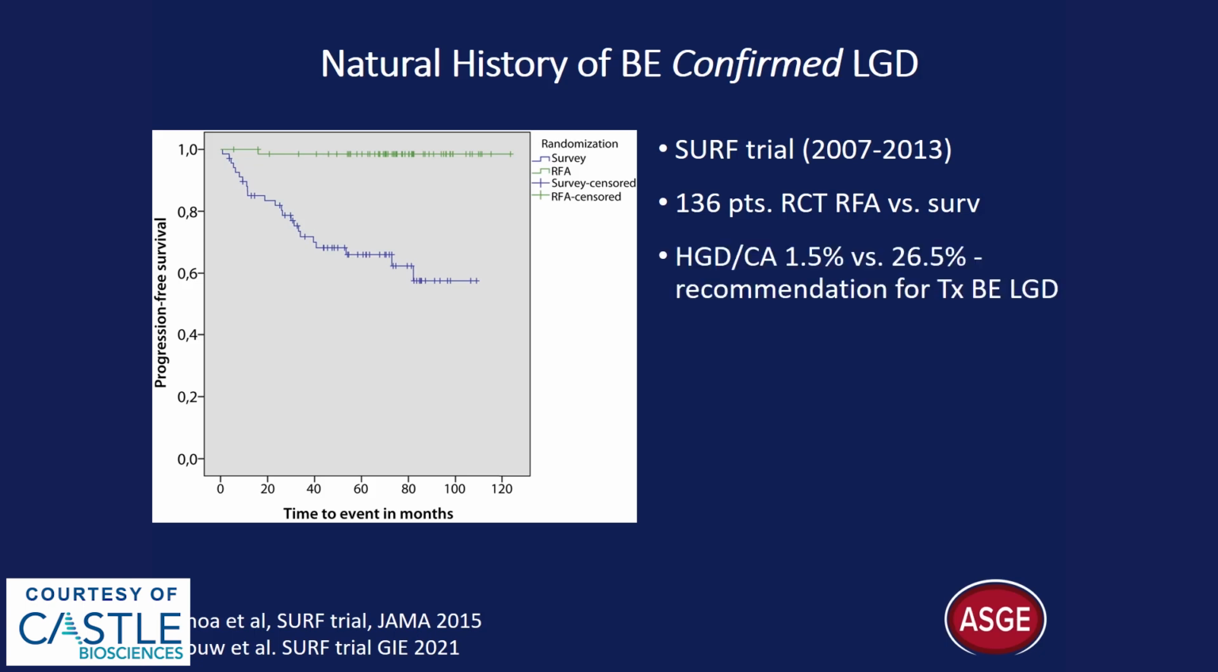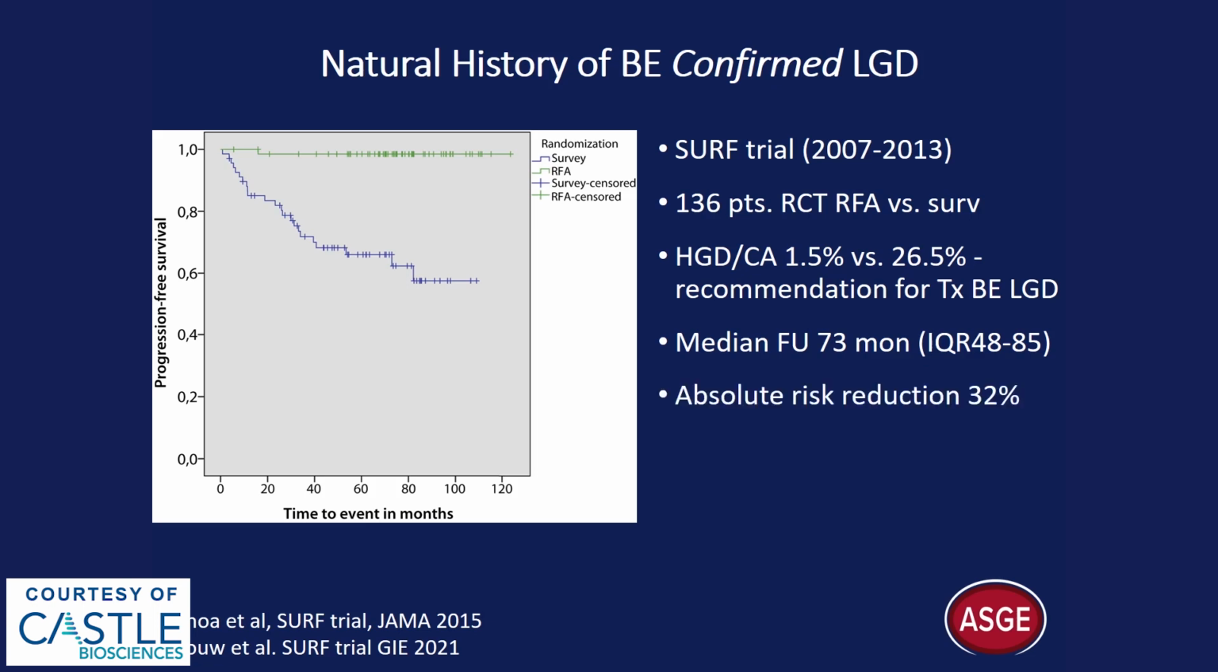The outcome of radiofrequency ablation showed a risk reduction for development of high-grade dysplasia or cancer, with RFA patients developing it 1.5% versus 26.5% in those under surveillance, with a recommendation for treating Barrett's with low-grade dysplasia with RFA because of this risk reduction. The median follow-up was 73 months, and the absolute risk reduction for cancer was 32%.